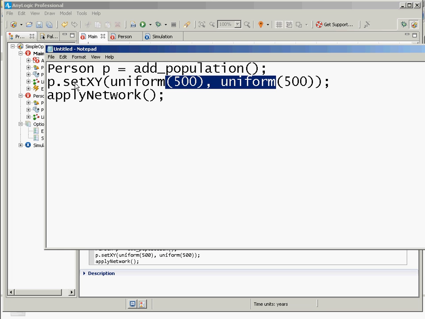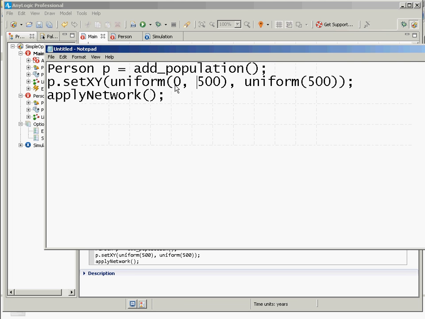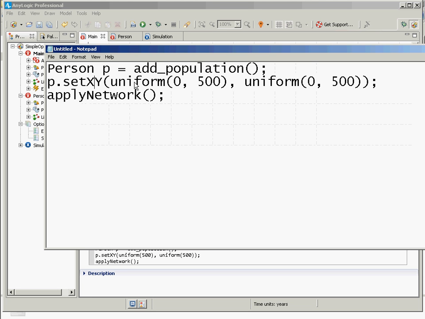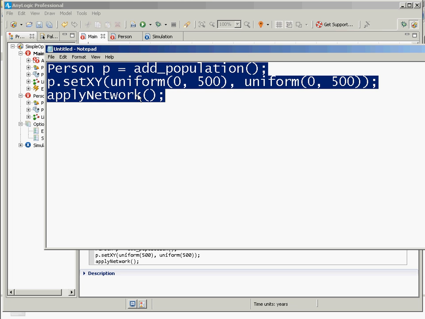Oh, this goes with the immigration event? And the uniform, it says that this is between 0 and 500, probably to make it clear. This is drawing a value from a uniform distribution between 0 and 500. Add population, and their X location is drawn from a uniform distribution between 0 and 500. Their Y location is drawn from 0 to 500. We don't actually have to write 0, but I'll make it clear. And then we do apply network. People okay with that?